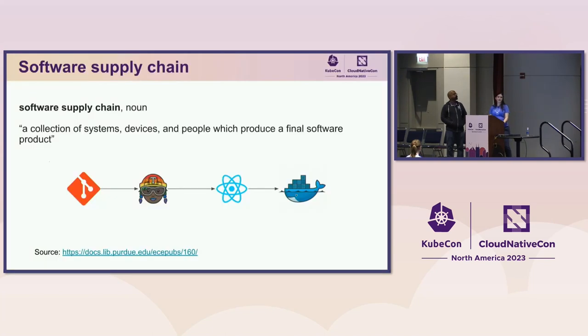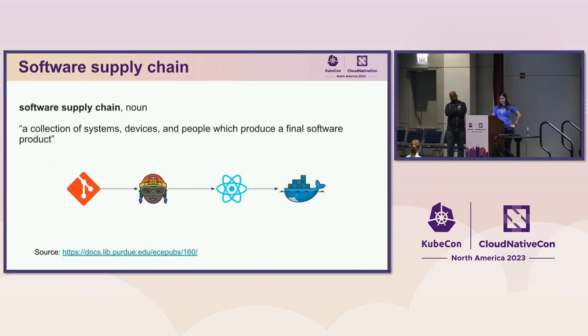First of all, I'll start with a quick definition of what a supply chain is, just so that we're all on the same page. A software supply chain, by this definition, is a collection of systems, devices, and people which produce a final software product. And there's an example here of the different steps that happen in a software supply chain. Things from source code to testing to building to then deployment of that code. And there can be other steps in the chain as well.